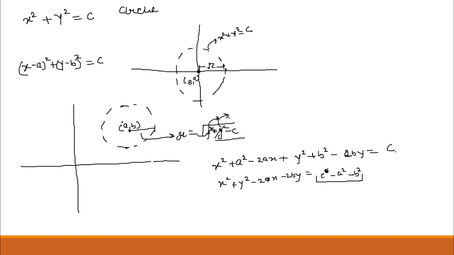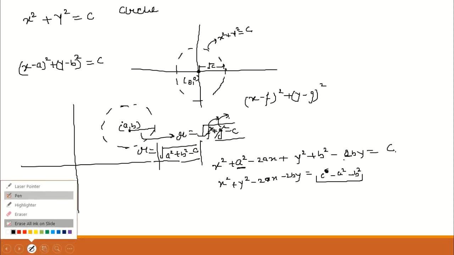So f and g are nothing but these coefficients when the equation is written in terms of (x minus f) whole square plus (y minus g) whole square. So here the radius will be r is equal to under root of a square plus b square minus c. The modulus of it, since the radius is only the magnitude. Now coming to the next equation, the ellipse.